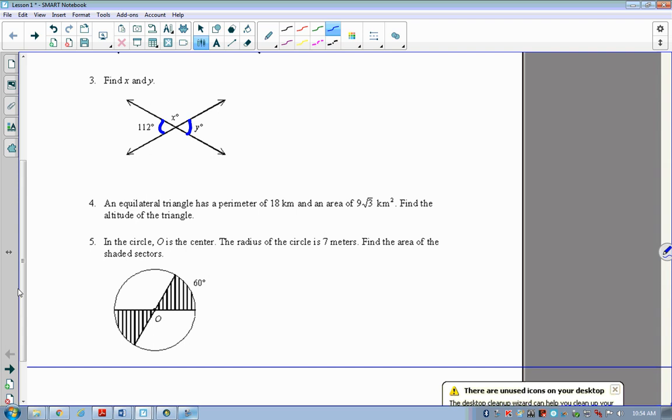Okay? So if I see two lines that intersect each other, then the angles that are opposite to each other will always, always, always be equal to each other. So I know that y equals what?